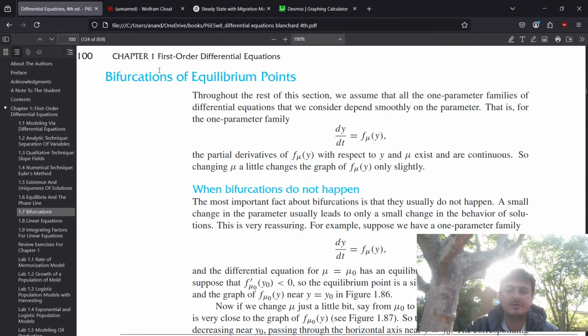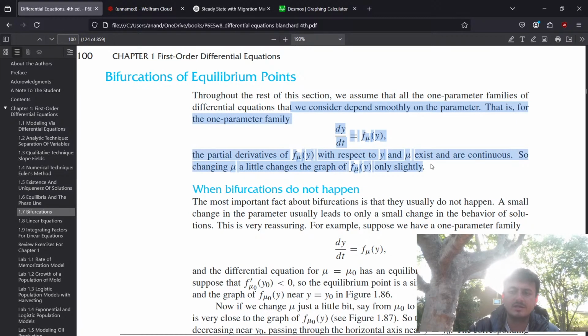Okay, bifurcations of equilibrium points. Throughout the rest of this section, we assume that all the one parameter families of differential equations that we consider depend smoothly on the parameter. That is, the partial derivatives of f mu y with respect to y and mu exist and are continuous. So changing mu a little changes the graph of f mu y only slightly.